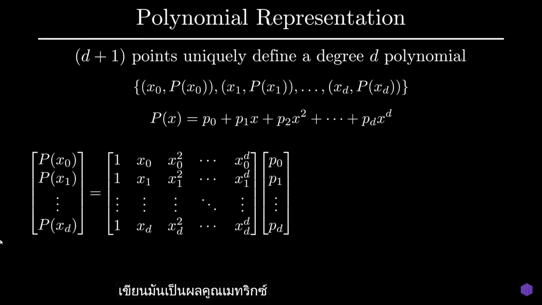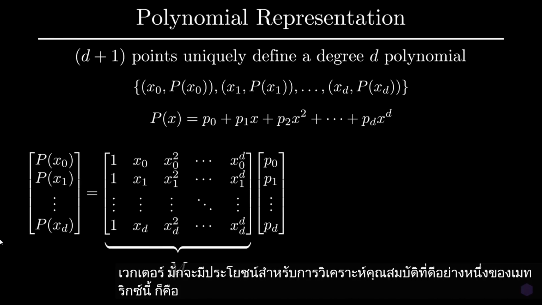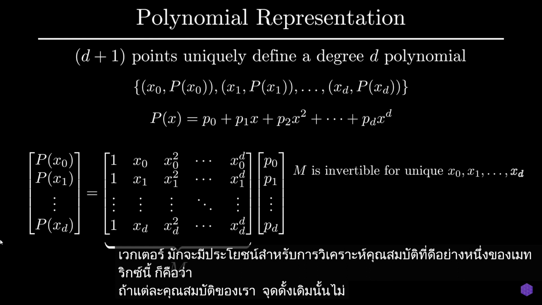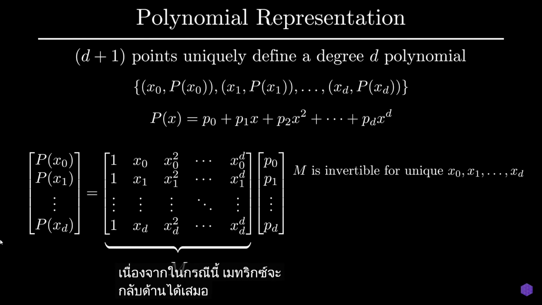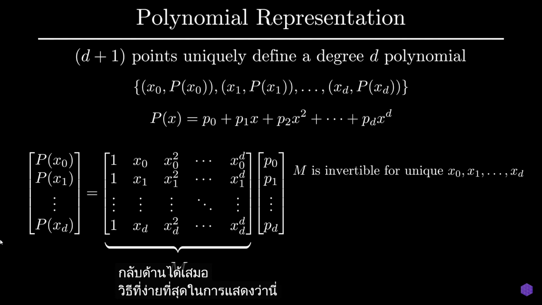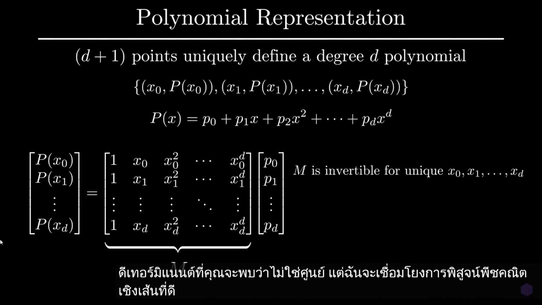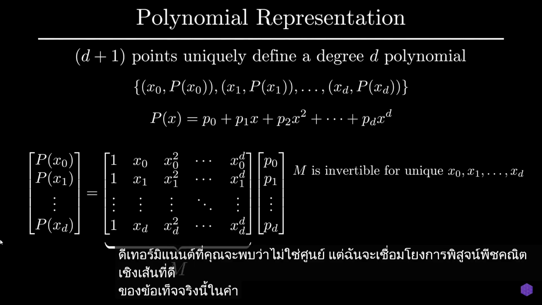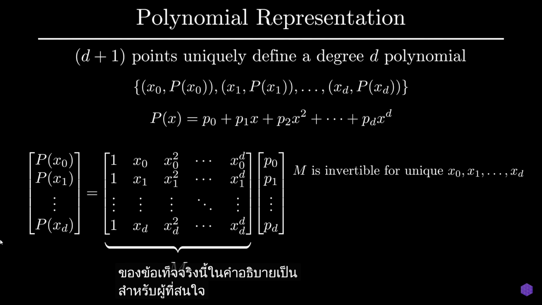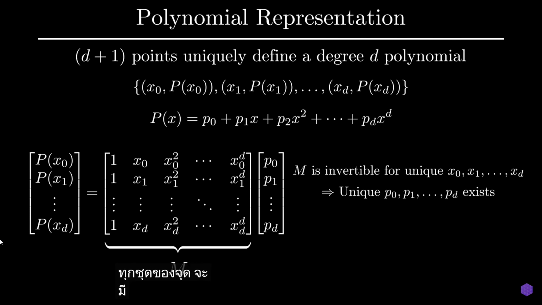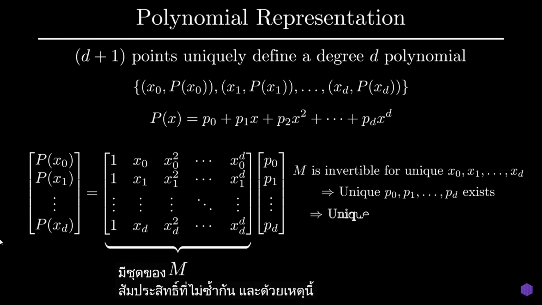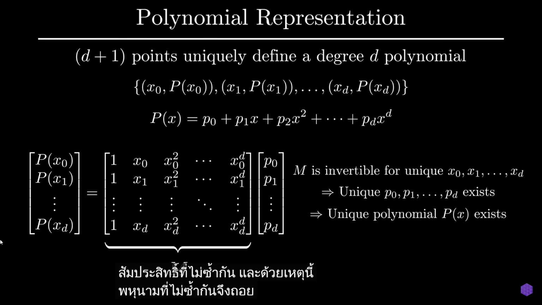analysis. One nice property of this matrix is that if each of our original points is unique, as it is in this case, the matrix will always be invertible. The easiest way to show this is by calculating the determinant, which you will find is non-zero, but I'll link a nice linear algebraic proof of this fact in the description as well for those interested. Anyways, what this means is that for every set of points, there exists a unique set of coefficients and consequently a unique polynomial.